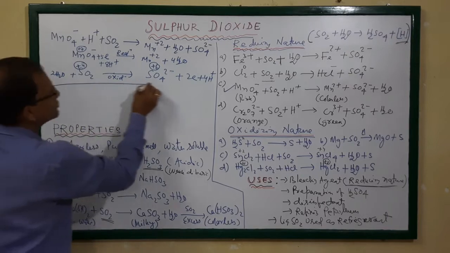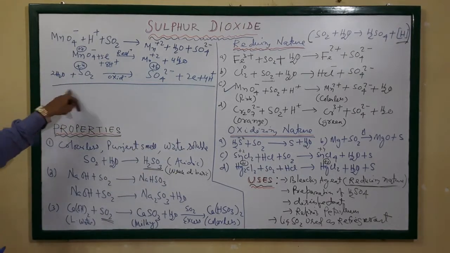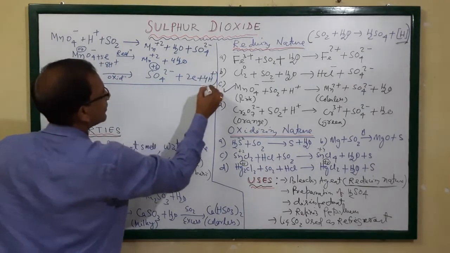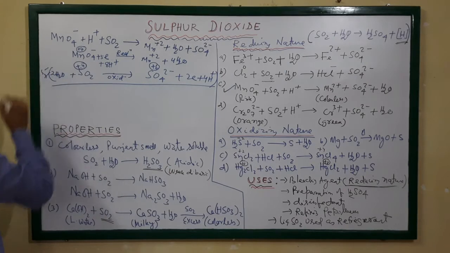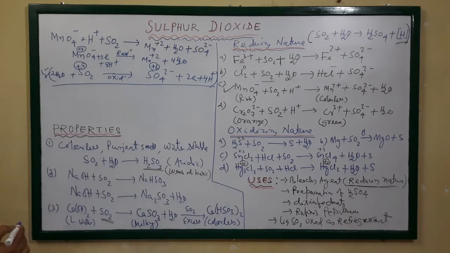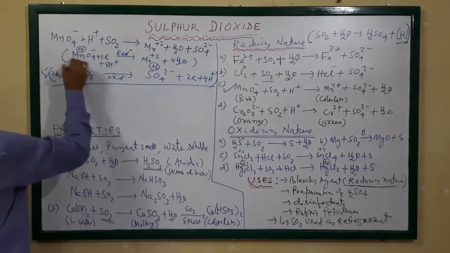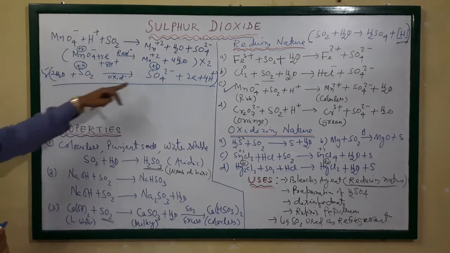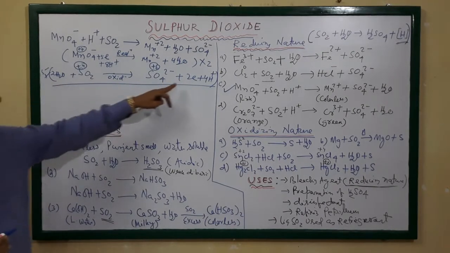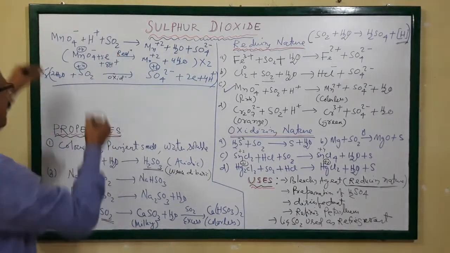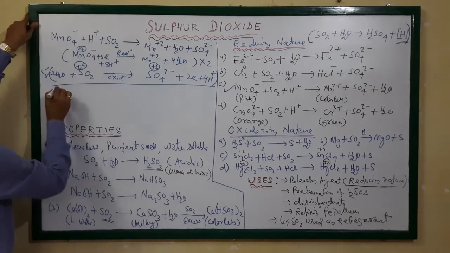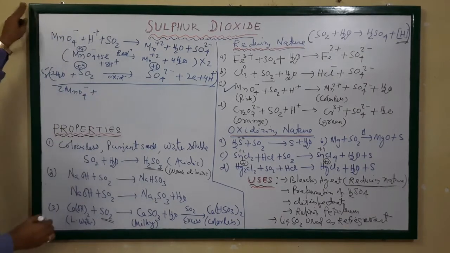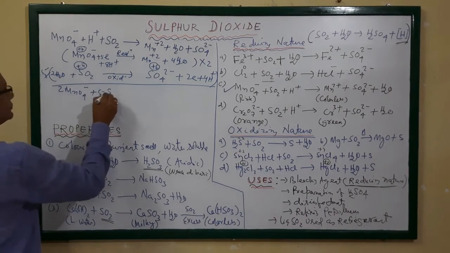Now you add these two equations. Here 2 electrons are involved, and here 5 electrons. So you multiply by 5 in one and by 2 in the other to cancel the electrons. That's why you multiply 5 in here and 2 in the first one. Now 2 is multiplied, so 2MnO4 minus plus 5SO2.